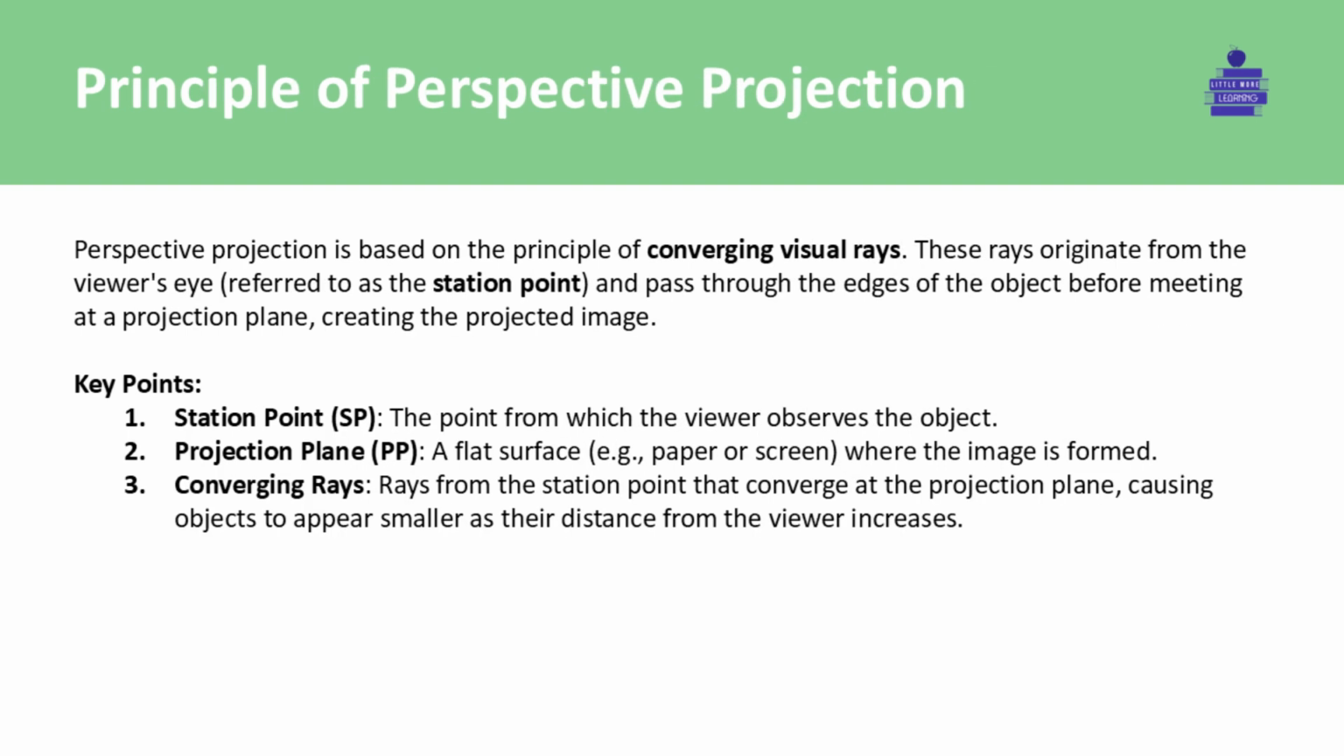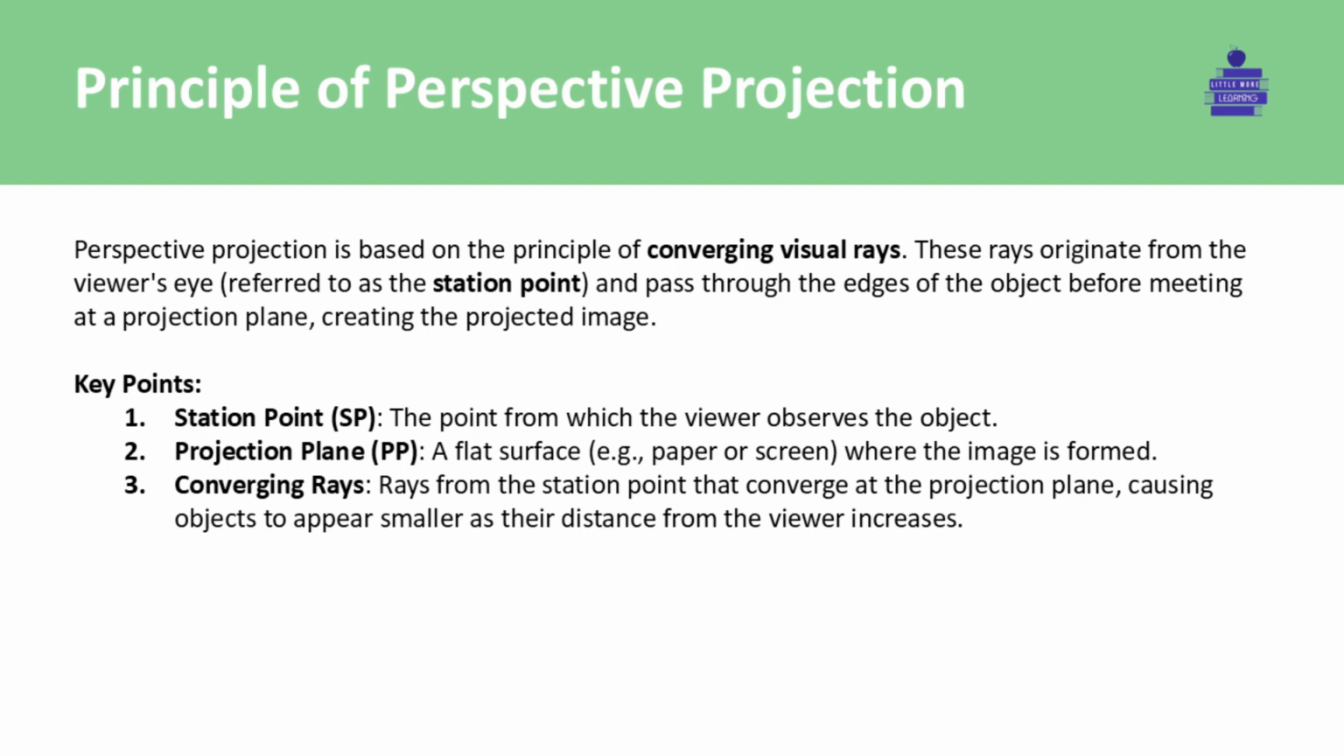Now that we understand what perspective projection is, let's look at how it actually works. Imagine you're standing at a window, looking at a tree outside. If you could trace the path that light takes from every point of that tree to your eye, you'd see something interesting. All these visual rays converge at your eye. In perspective projection, we call the position of your eye the station point. Think of it as your viewing position. From this station point, we have these converging rays that travel to every part of the object you're looking at.